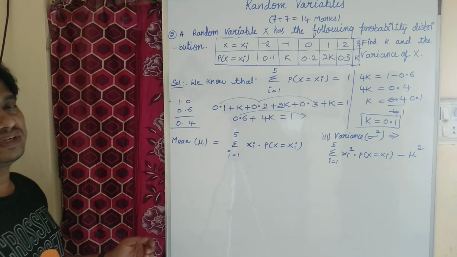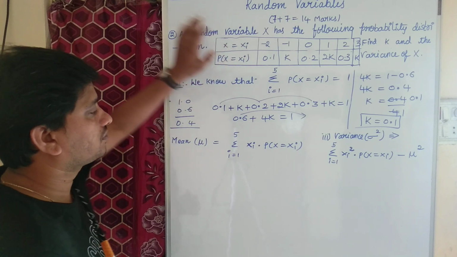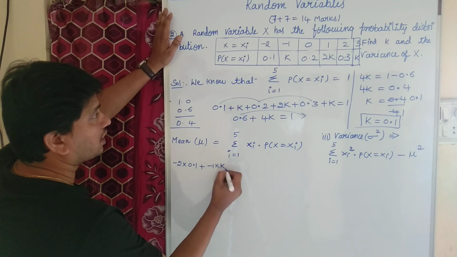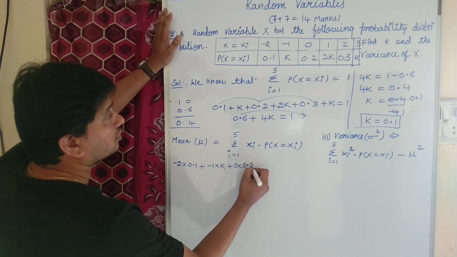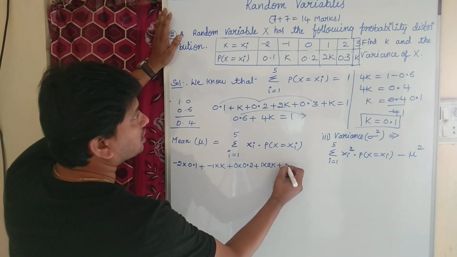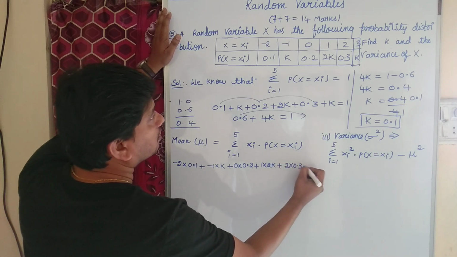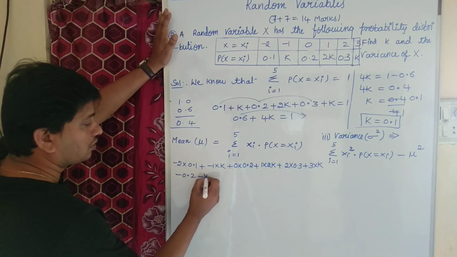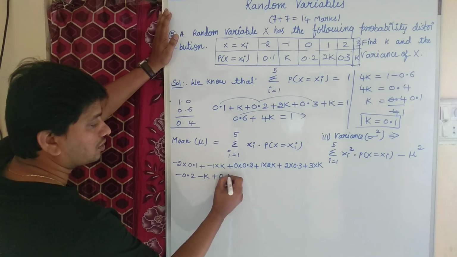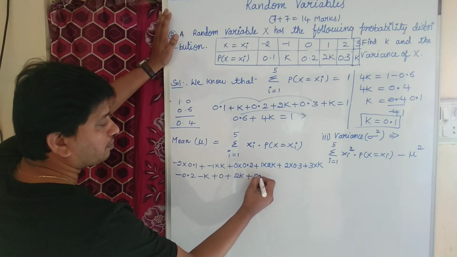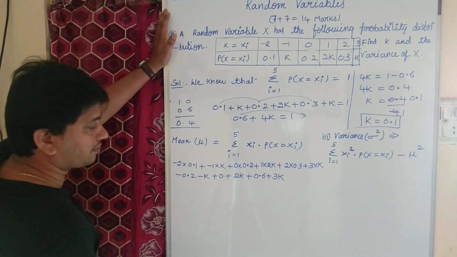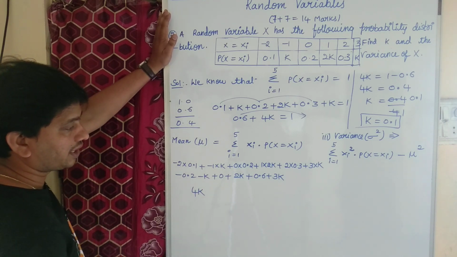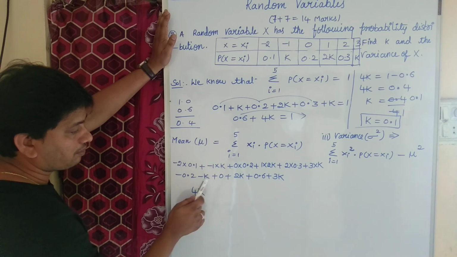Now coming to mean. Mean means what? Simply we need to multiply these two, right? So let me multiply. Minus 2 into 0.1 plus minus 1 into k plus 0 into 0.2 plus 1 into 2k plus 2 into 0.3 plus 3 into k, right? Minus 0.2 minus k plus 0, 1 2 ja 2k, 2 into 0.3, 0.6, 3 into k, 3k. 3k plus 2k, 5k. 5k minus 1k, 4k. Right? Children, is it clear? 3 plus 2, 5. 5 minus 1, 4.